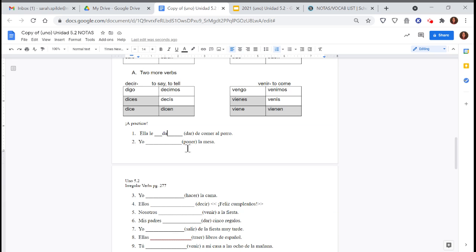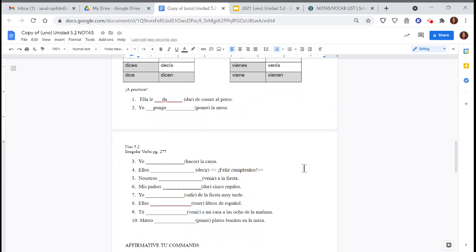Dos, yo, and then we have poner la mesa. So I set the table. So in this example, we need to make sure we use our new spelling change because poner is irregular in the yo form. So yo pongo la mesa.